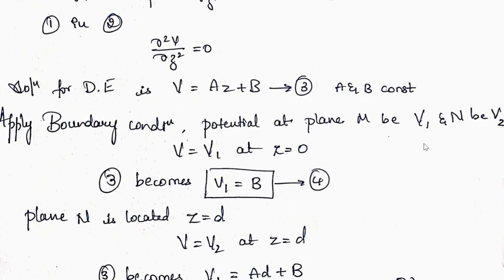Apply the boundary conditions, that is, the potential at plane M is V1 and at N is V2. V is equal to what? V1 at Z equal to 0. So equation 3 becomes V1 is equal to B, as Z is 0, the A term gets cancelled.